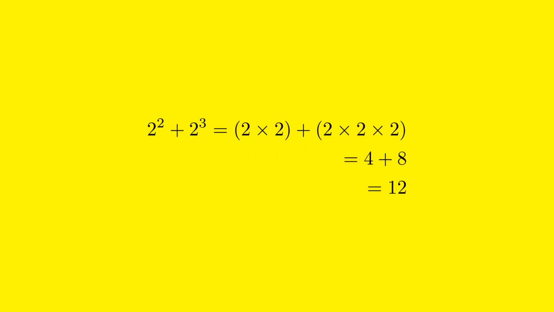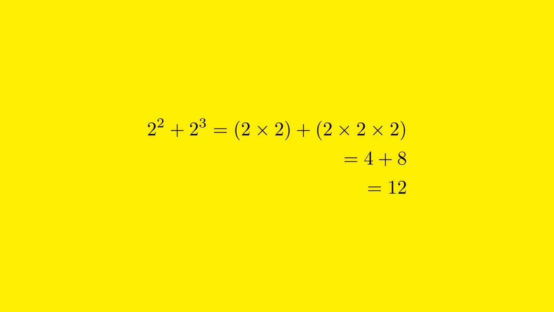Step 1. To begin simplifying the integer exponent problem, 2 raised to the power of 2 plus 2 raised to the power of 3, let's first break down each part of the expression separately. Here we have 2 raised to the power of 2. This means multiplying 2 by itself, so this becomes 2 times 2, which simplifies to 4. Next, we have 2 raised to the power of 3. This means multiplying 2 by itself 3 times. So this becomes 2 times 2 times 2, which simplifies to 8.